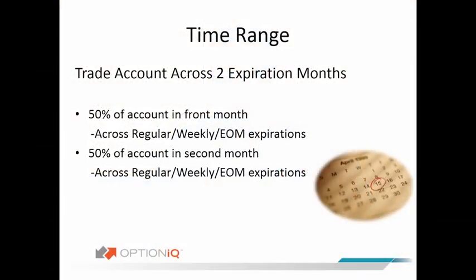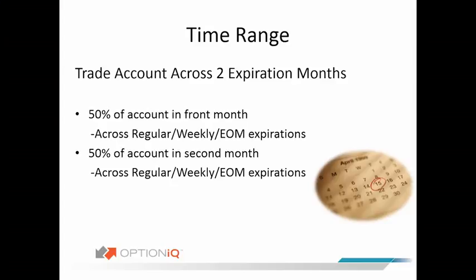Next is time range. When I'm going out and setting trades, I'm going to want to spread my account value over 2 different trading months. I don't want to put all my money in just one month because I'll have trades expiring every other month in that particular case, especially if I'm setting trades that are longer than 50, 60, 70 days.